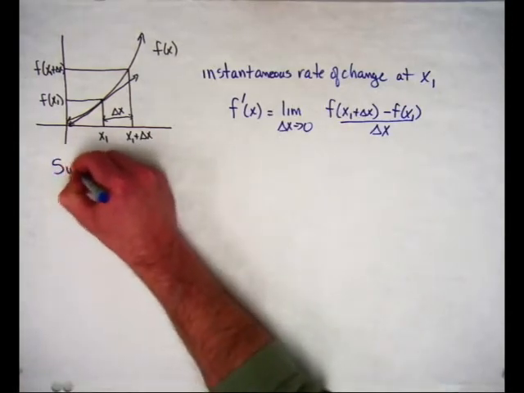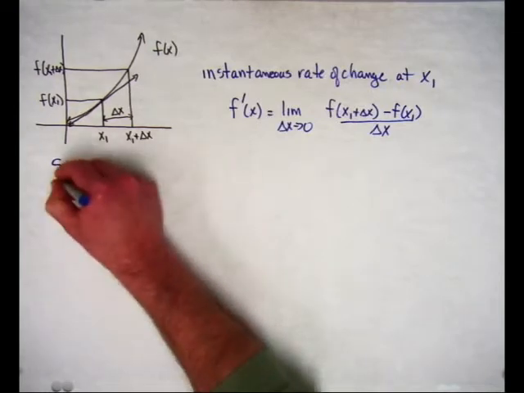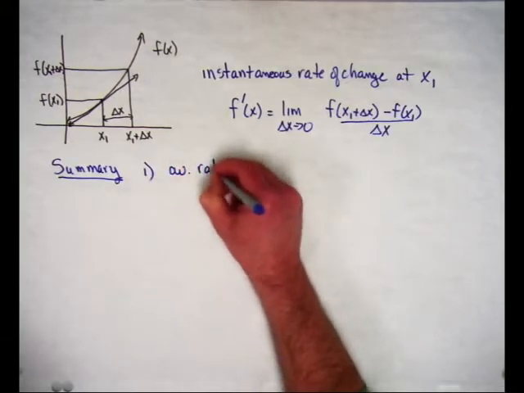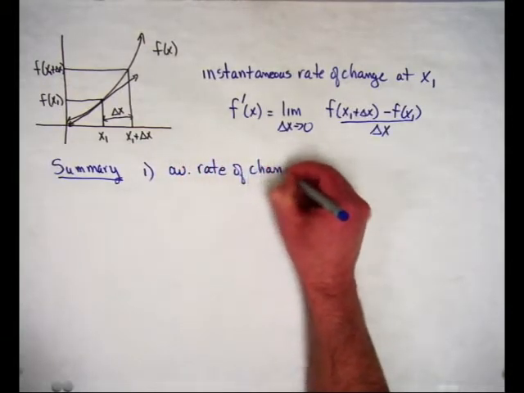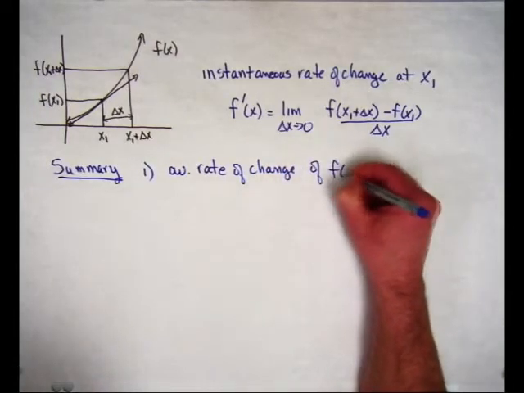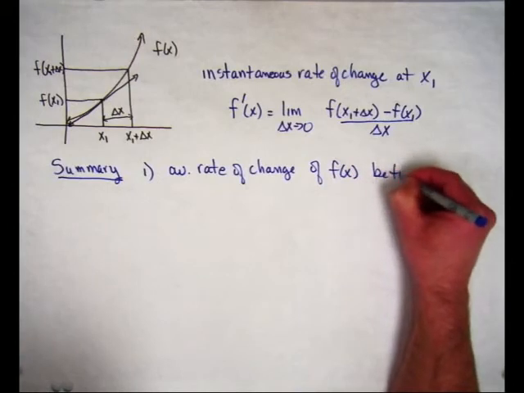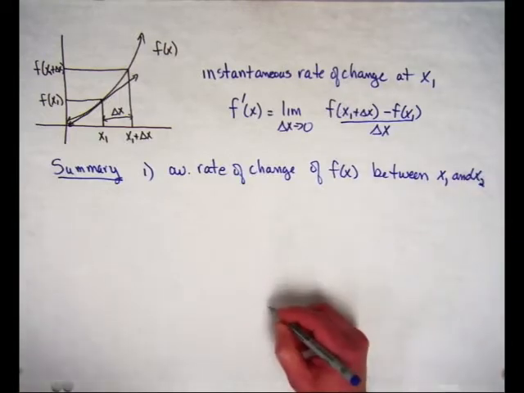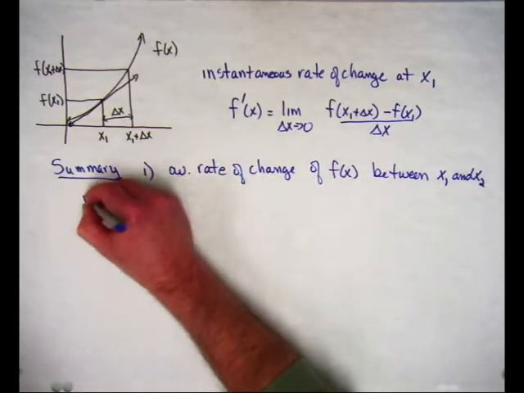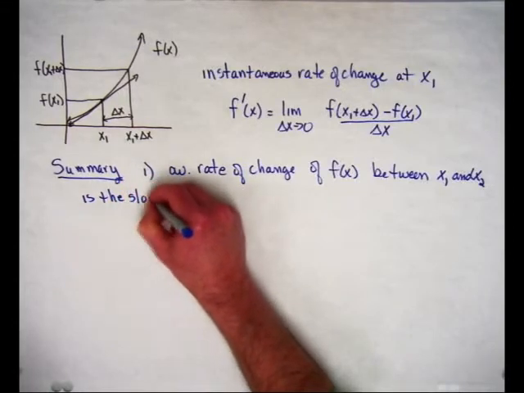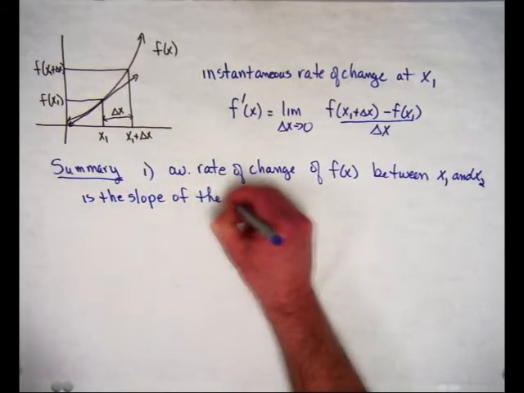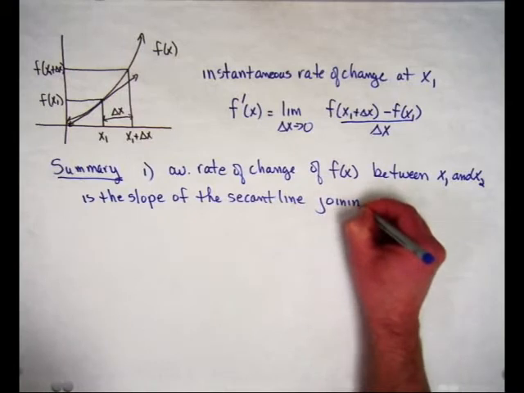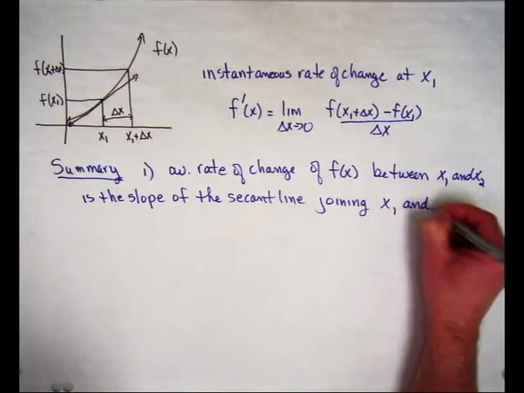So just to summarize then, I'll give you a summary. Number one, the average rate of change of a function f of x between x1 and x2 is the slope of the secant line joining x1 and x2.